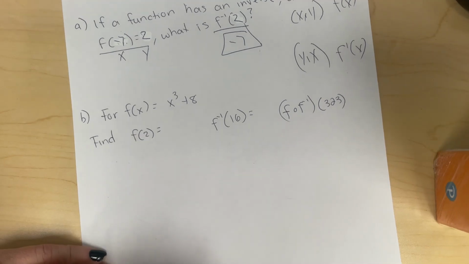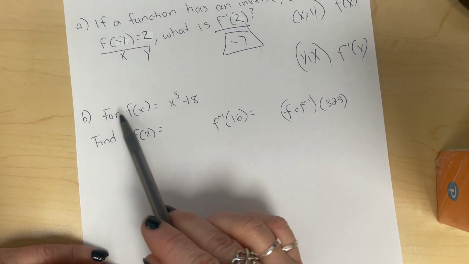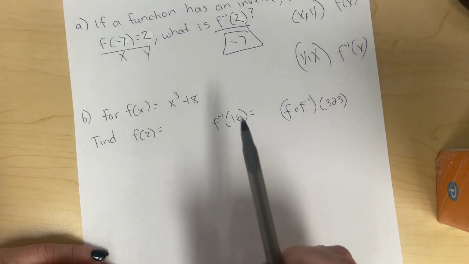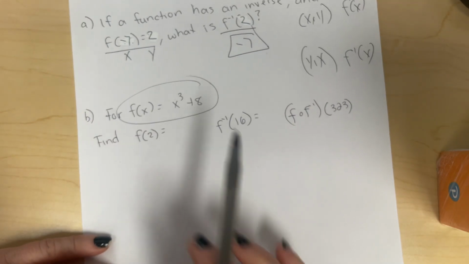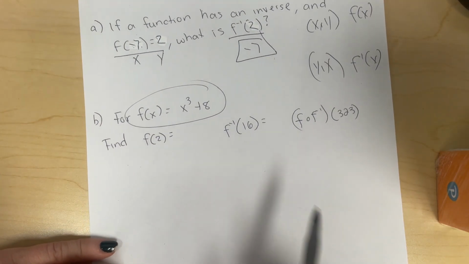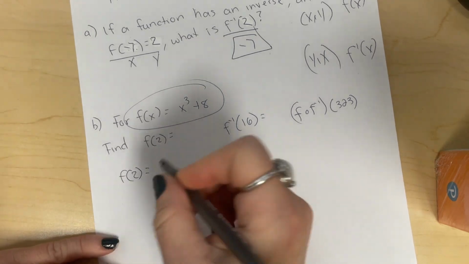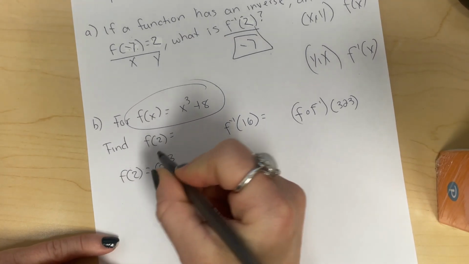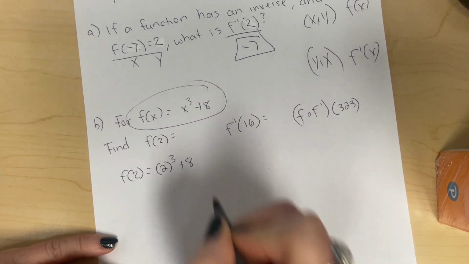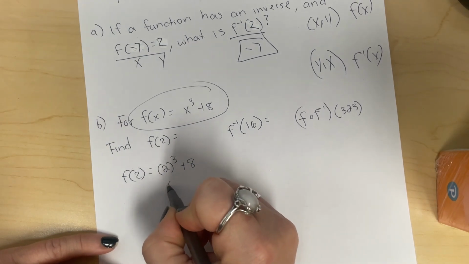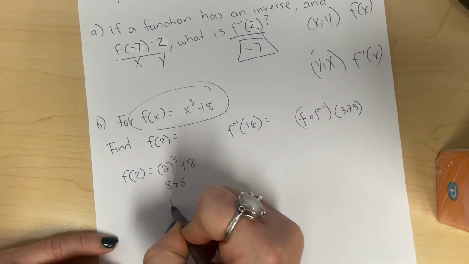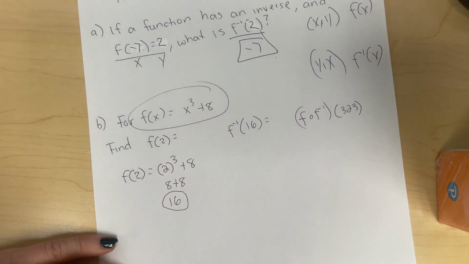So when we look at this bottom example, it says, for f of x equal to x cubed plus 8, so this is the function we're looking at, we're going to find the following three things, starting with f of 2. That's just a straight plug and chug. Plug 2 into your function, which gives us 2 cubed plus 8. 2 times 2 times 2 is 8, and 8 plus 8 is 16.